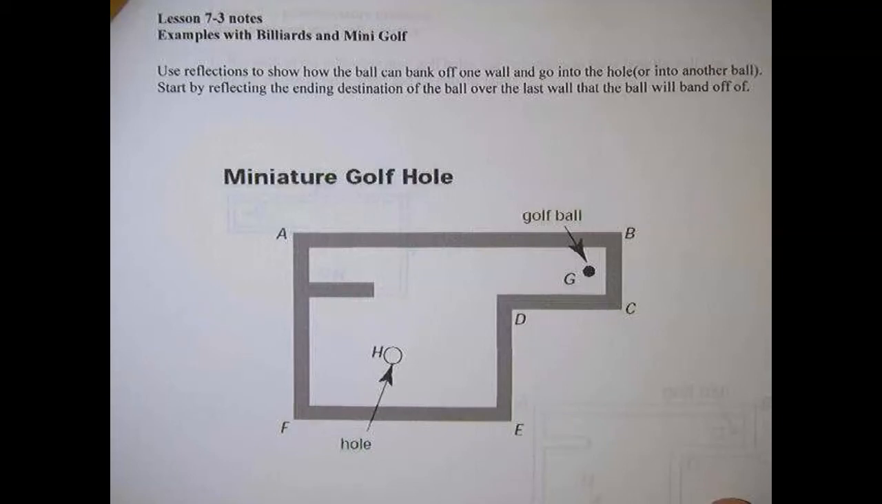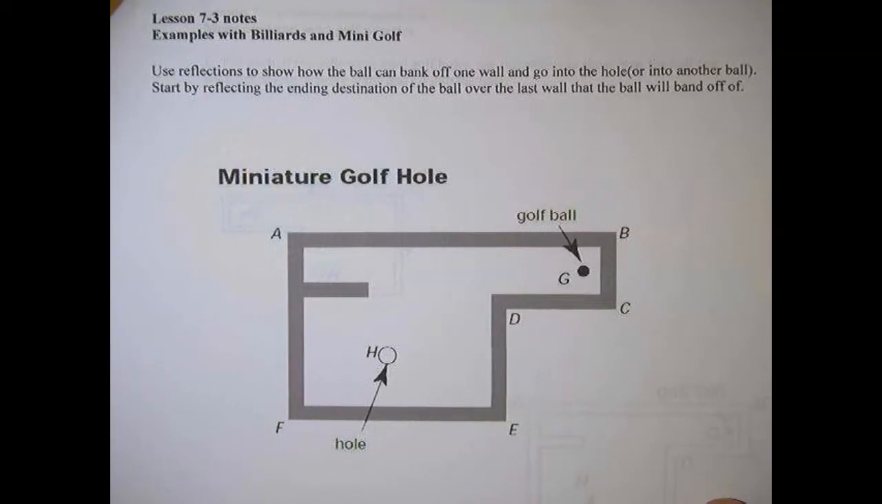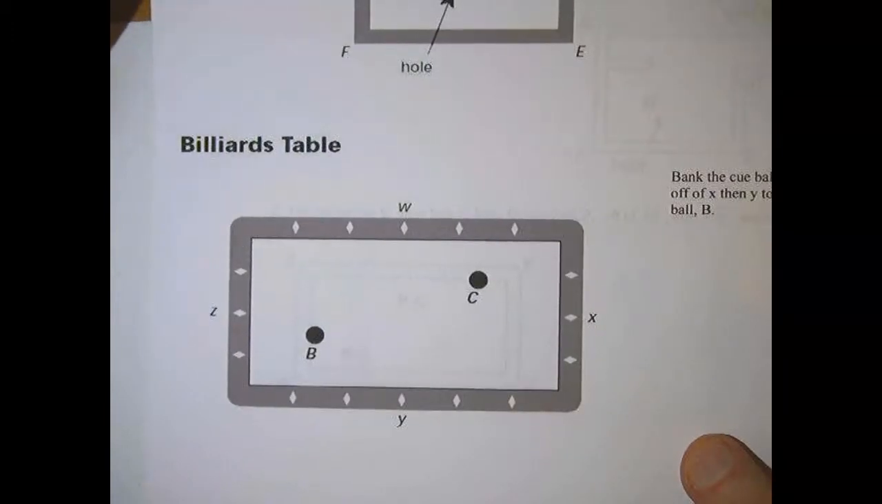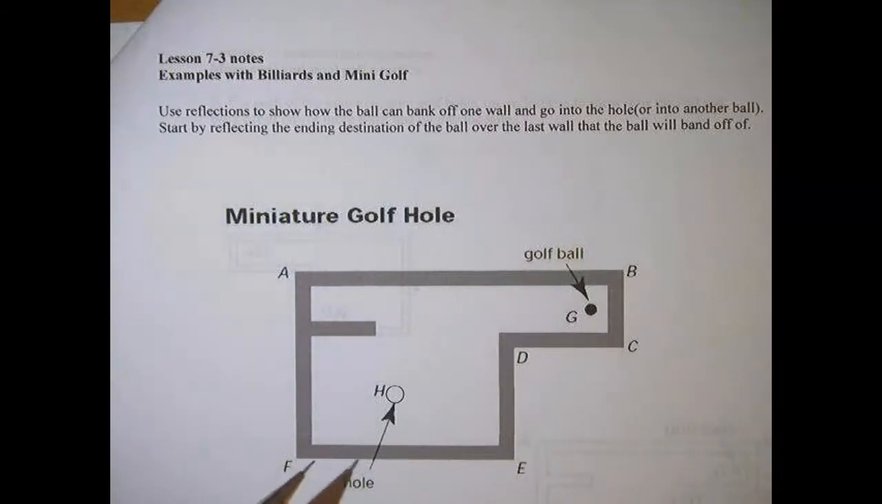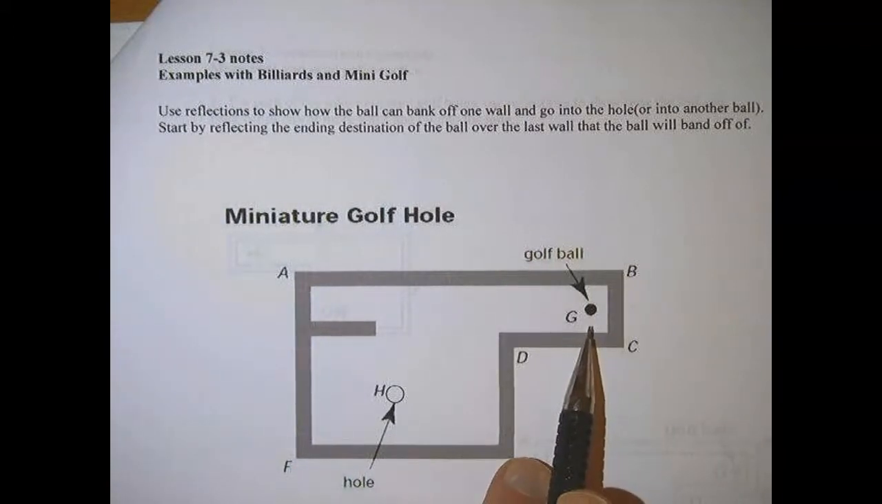Hello geometry students, and welcome to a video on using reflections to aim a golf ball in miniature golf. Then we're also going to do this with a billiards ball, and we're going to figure out exactly where to aim the ball so that it bounces off the wall and goes directly into the hole.